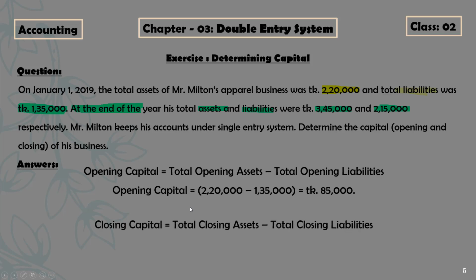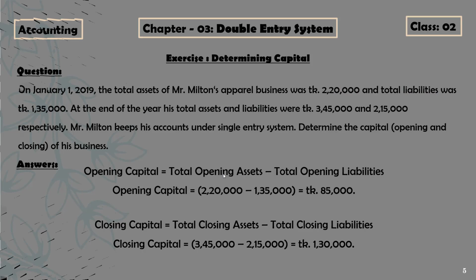So let's find the closing capital. This is the formula for closing capital, and closing capital is 3,45,000 minus 2,15,000, which equals taka 1,30,000. So we got our opening capital of taka 85,000 and closing capital of taka 1,30,000. This is the procedure for how to calculate opening and closing capital.